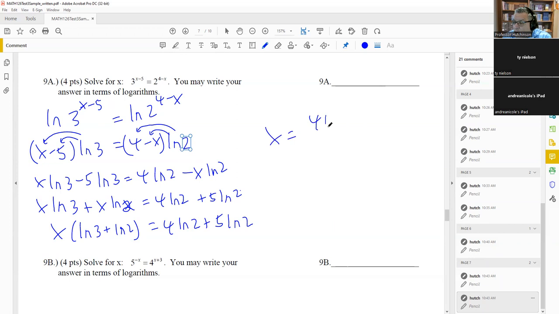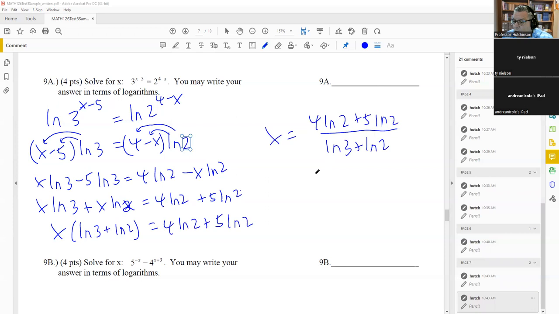And you don't have to get a decimal answer on this. It's okay to leave all this in terms of natural logs, because that's what it'll have on the test. It'll have your answer in terms of ln. So you don't need to get a decimal on it. In fact, it'll specifically ask you to write your answer in terms of natural logs.